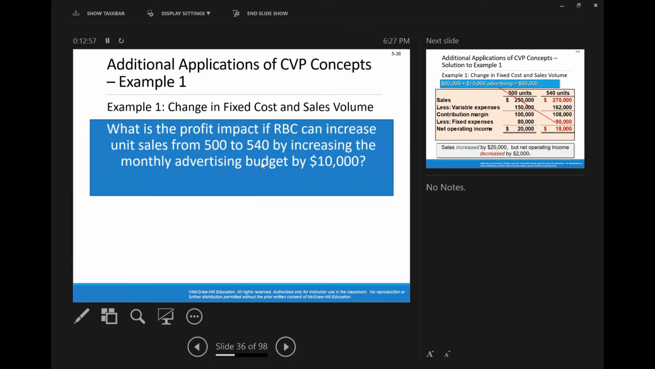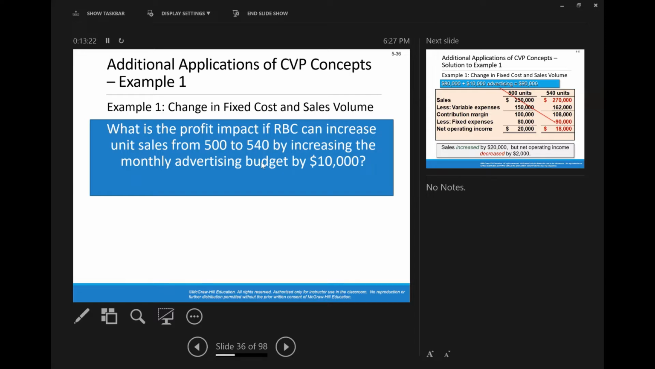Okay. So what is the profit impact if RBC can increase unit sales from 500 to 540 by increasing the monthly advertising budget by 10,000? So we have two things that happen here. We're going 40 units up from the 500 because we have 540 now. We're also going to increase that monthly advertising budget of 10,000.